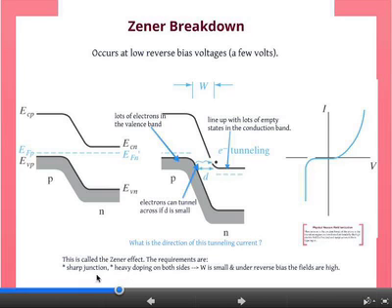Okay? So again, the requirements are you need a very sharp junction, you need heavy doping on both sides. So this is something you can design for, and you can control the voltage this way. Okay, W is small, under reverse bias, the fields are high.